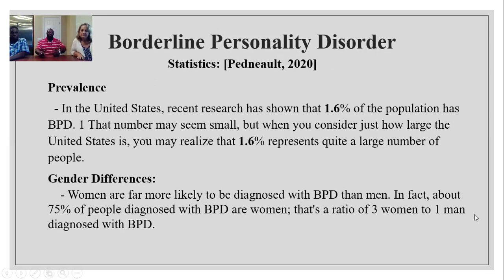Again, I will be following Beth, my colleague, and I'll be discussing now the statistics, following on with the diagnostic criteria. First of all, the prevalence of borderline personality disorder is framed in the United States. These statistics are based upon studies conducted in the United States. Recent research has shown that 1.6% of the population has borderline personality disorder. That number may seem small, but when you consider how large the United States is, you may realize that 1.6% represents quite a large number of people.